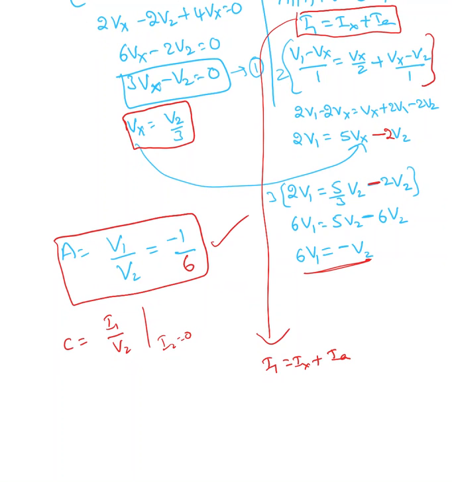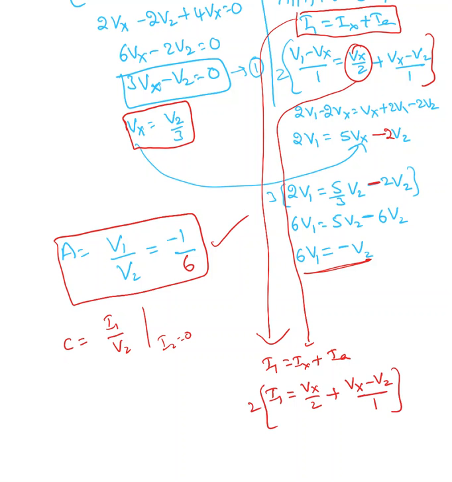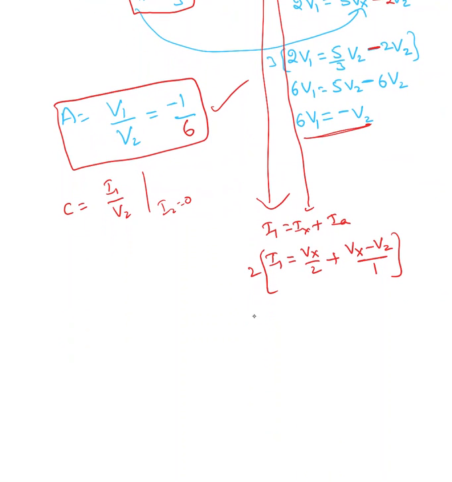So what I'm going to do is keep I1 as it is, since I need the relation between I1 and V2. Ix, I'm going to write this as Vx over 2. Ia, I can say Vx minus V2 over 1. Now I'm going to multiply this with 2 to eliminate the denominator. So I end up with 2I1 equal to Vx plus 2Vx minus 2V2. Okay, so it is 3Vx minus 2V2.